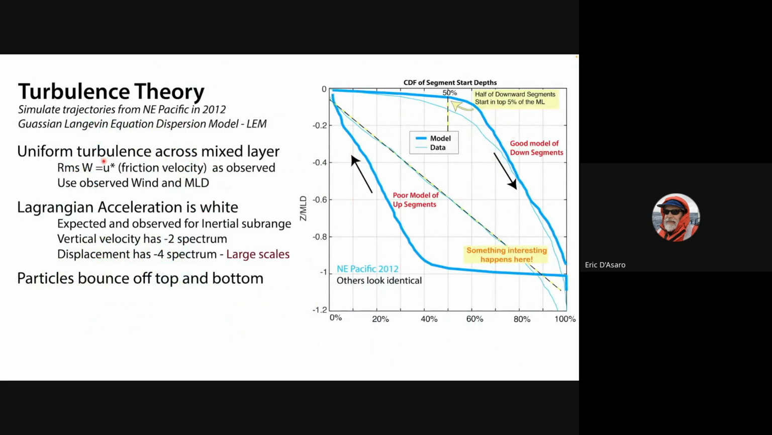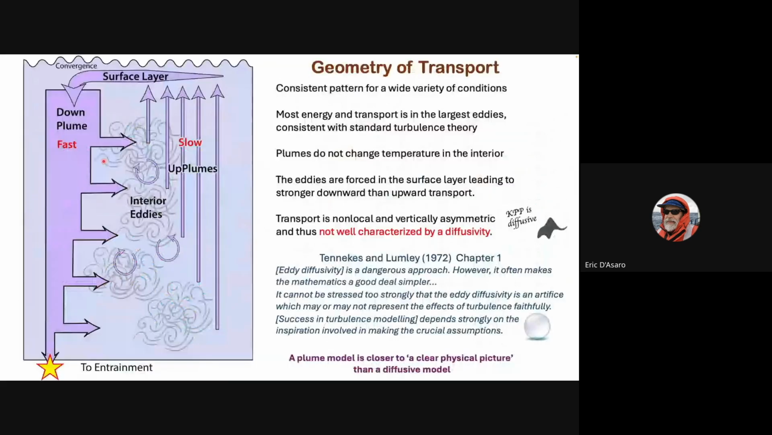If I do a statistical model that just says acceleration is white, then some of the plumes go all the way down and some of them turn around. That's the simplest answer. In a random walk, some guys go further and some guys don't. On the other hand, it really is governed by plumes. Okay, so here's a sort of a model.